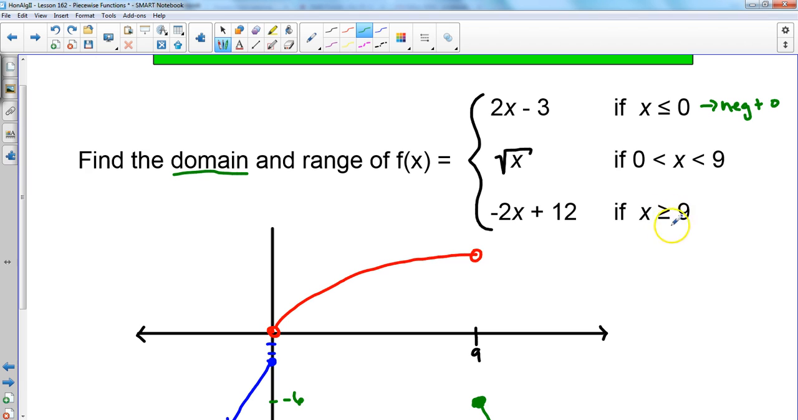The last one, we're looking at this interval. Again, this is a line, so it's going to be continuous on this particular interval. Last thing, check your intervals. Look at the intervals, see if it's skipping over any particular values. This covers all the negatives. This covers from and 0. This covers from just above 0 to just below 9.